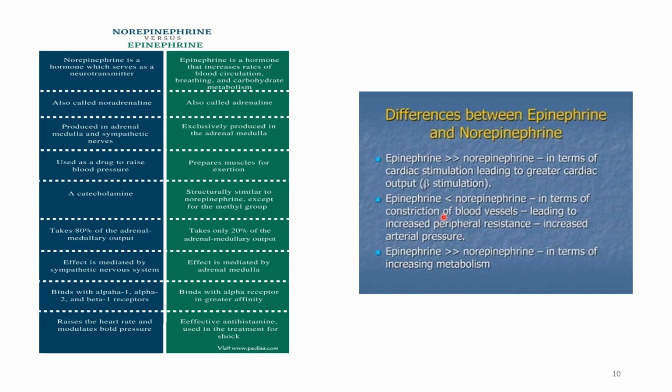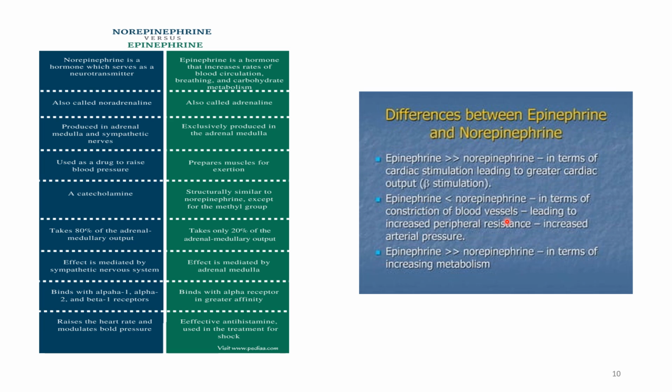And this norepinephrine is particularly important for constriction of the blood vessels, leading to increased peripheral vascular resistance and increased arterial pressure. So our blood pressure is mostly dependent on norepinephrine. Why? Because it leads to constriction of the blood vessels. Okay. So blood vessels constriction is by alpha 1 receptors. So on alpha 1 receptors, norepinephrine is acting on a greater effect.